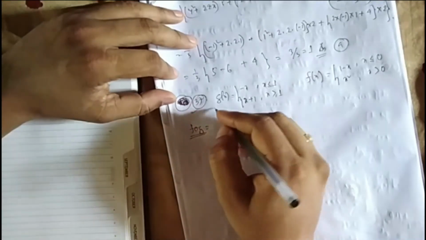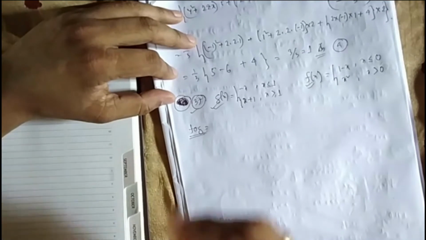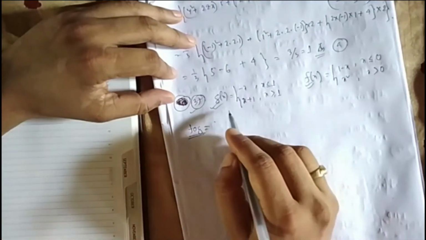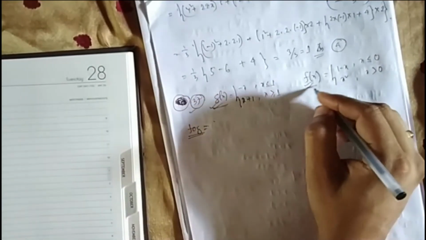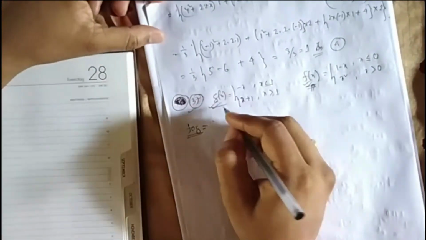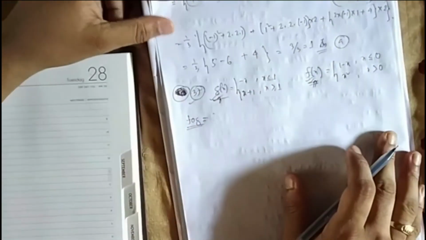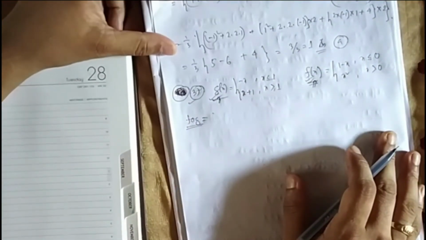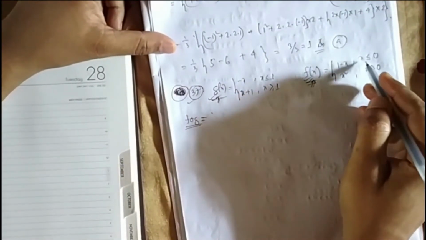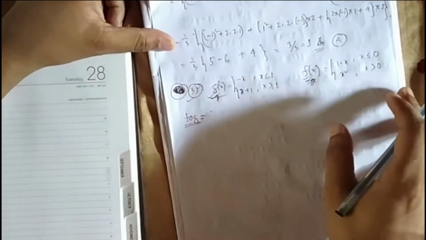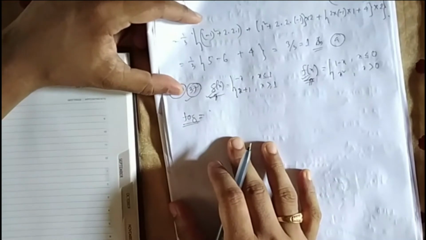So in 37, g(x) is given and f(x) is given. You need to find f of g, which means the composite function f of g of x. For composite functions, I always take an example: think there are two kings. F is a king and G is another king, and these two kings are very fond of food. They have different styles of taking food. F takes food in one way, G takes food in another way. Their feeding styles are different, and they want different types of food.